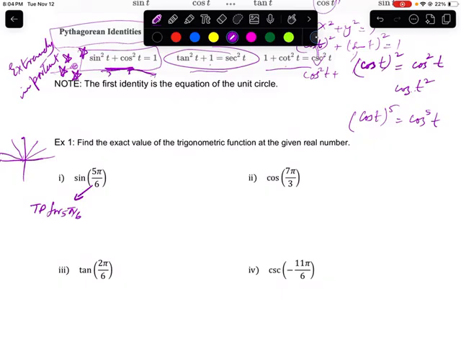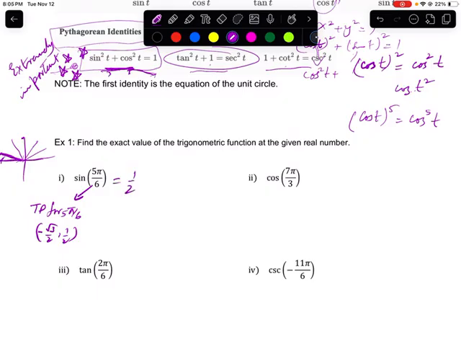So here we are. What is the reference angle? Pi over 6. What are the coordinates of the terminal point for pi over 6? So that is square root of 3 over 2 comma 1/2, and since we are looking for 5 pi over 6, it will be second quadrant, so negative square root of 3 over 2 comma 1/2. So what will be the sine? Sine is the y value, so it will be 1/2.